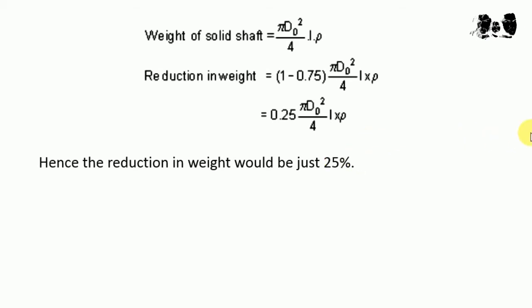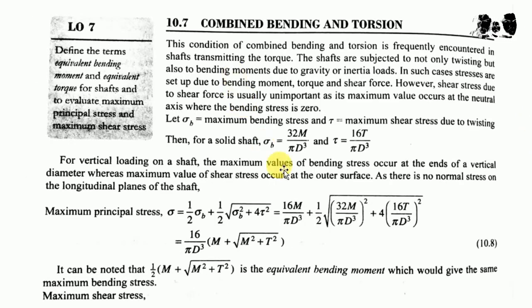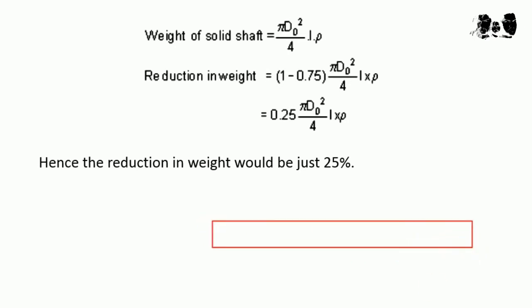Okay, the next portion is the combined effect of bending and torsion. So we already know the combined effect of bending and torsion. What does that mean? Assume we have a circular beam, then we have a torque T, and this portion is fixed, and this part is free, and we have a load W.